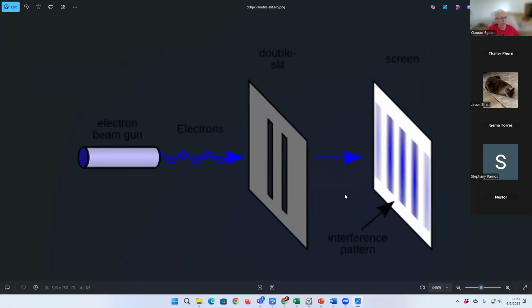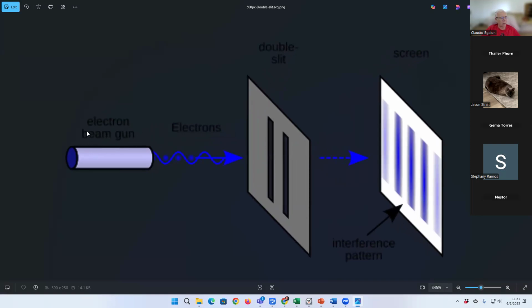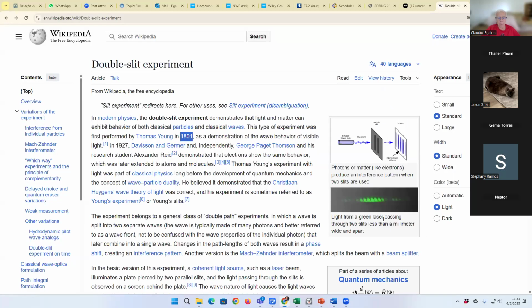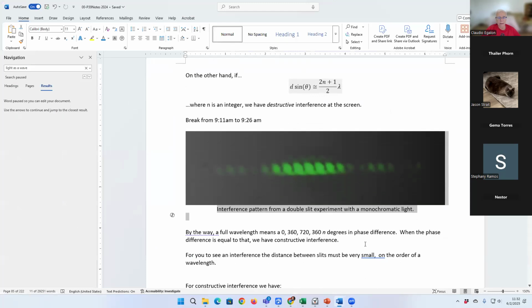Okay, so this electron beam gun is replaced by your laser pen, right? And the laser is illuminating this double slit. The spot size of the laser is larger than the distance between the two slits. And then, at a distance, you have a screen on which you project an interference pattern that looks just like what you saw there, right? It looks just like this one too. Several bright spots. Okay.